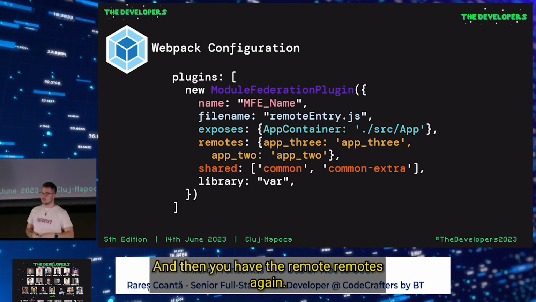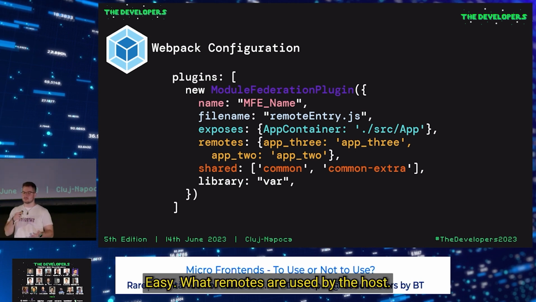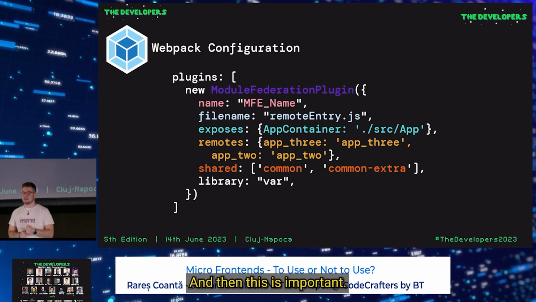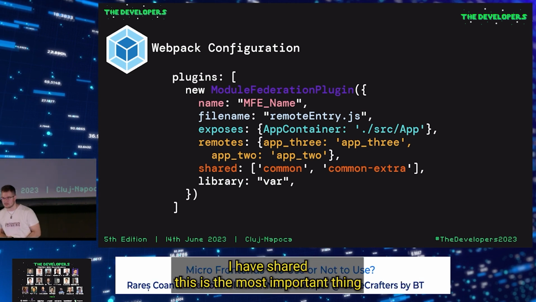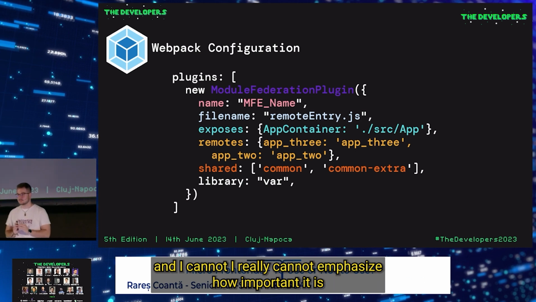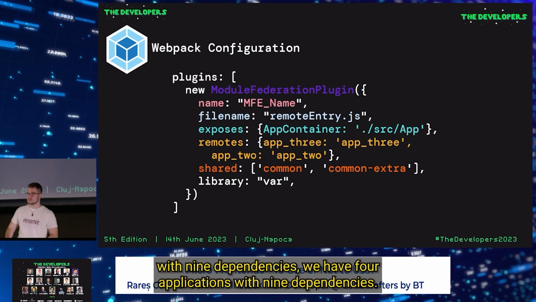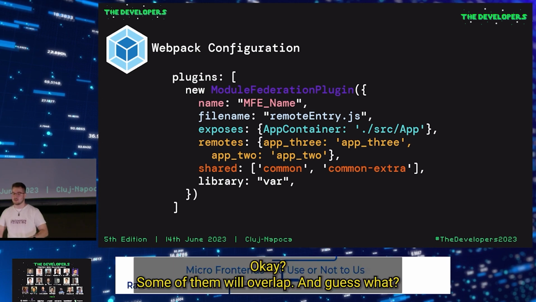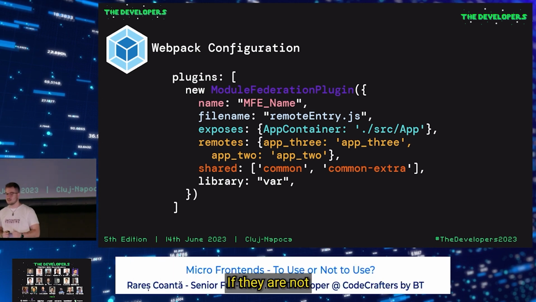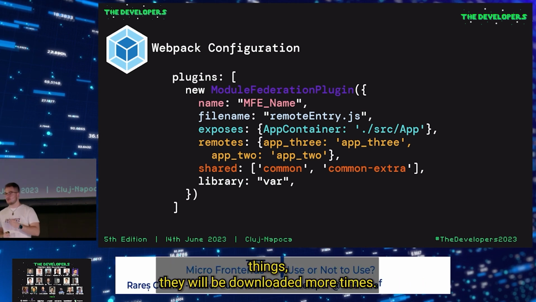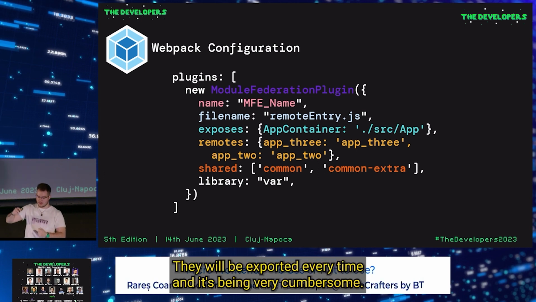And then you have the remotes. Remotes, again, easy. What remotes are used by the host? You just put them there, and then the host will be able to use them. And then this is important. You have shared. This is the most important thing, and I really cannot emphasize how important it is, because we have to understand. Now, instead of having one application with 9 dependencies, we have 4 applications with 9 dependencies. Okay, some of them will overlap. And guess what? If they are not listed there in the shared things, they will be downloaded more times. They will be exported every time. And it starts being very cumbersome.